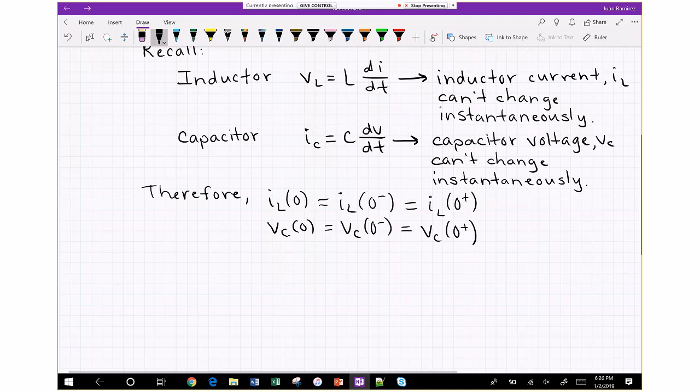Okay, and I'm going to reiterate that t equal to 0 negative, with the little negative at the top, means right before transition. And t equal to 0 plus means right after transition.